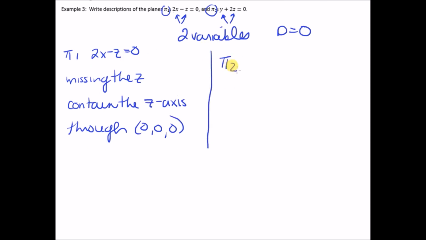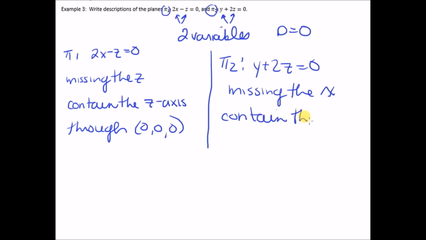For plane 2, we have y plus 2z equals 0. So we're missing the x value. That means that we're going to contain the x-axis, and we're going to go through the origin.